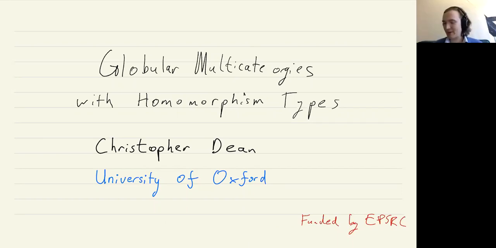Great. Thanks very much. And thanks for the invitation. So my name is Christopher Dean, and I'm finishing off a PhD at Oxford at the moment. And I want to talk to you about some structures called globular multi-categories with homomorphism types, which I think turn up fairly naturally whenever you have a collection of higher category-like objects, or very frequently at least, or whenever you have some sort of directed type theory of homomorphism types, you should get one of these structures, and hopefully I'll convince you that they're quite useful.